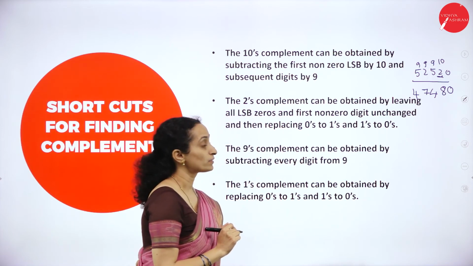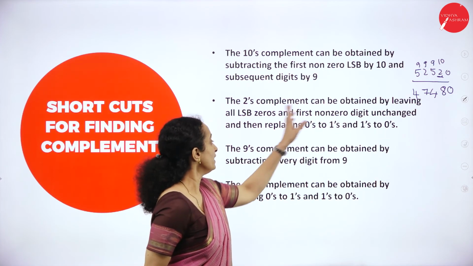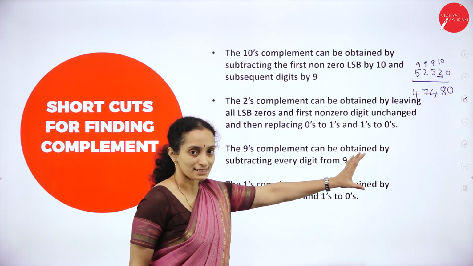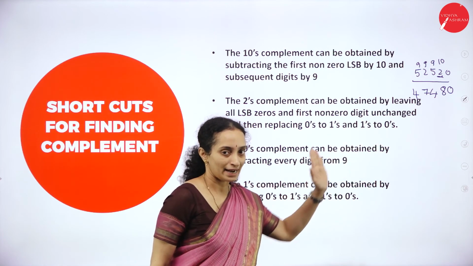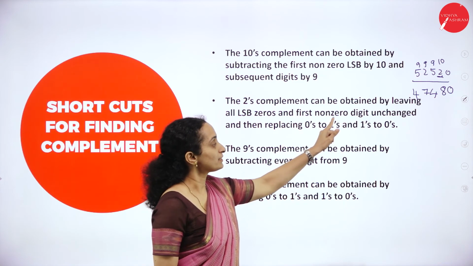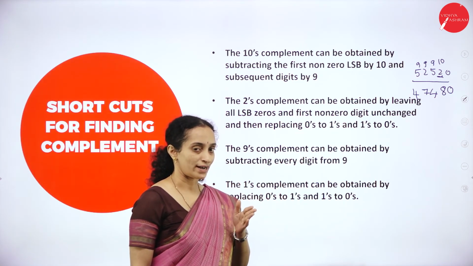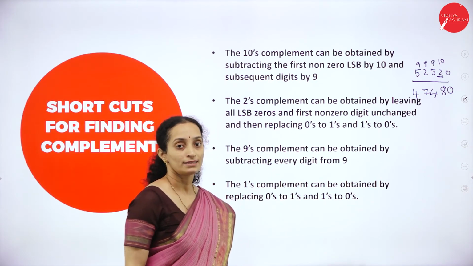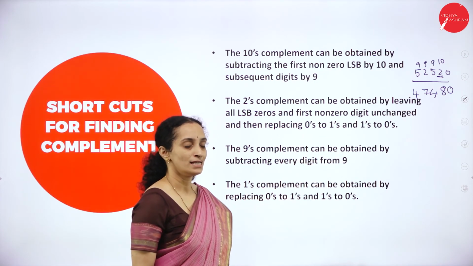Okay. What about the 2's complement? How do you find the 2's complement? It is obtained by leaving all least significant bit zeros as they are. If you have zeros in the least significant bits on the right side of the number, you keep them as they are, and the first 1 must remain as it is. Then replace the other zeros by ones and ones by zeros.